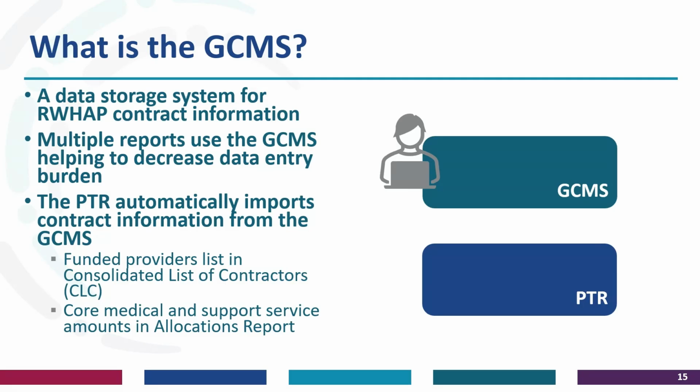So recipients enter their contracts into the GCMS with a separate contract for each agency that's funded to provide services with their award. Then the PTR is automatically going to look in the GCMS for any contracts that overlap the report's budget period and pulls them into the report. PTR specifically is going to pull over contract information to populate your list of CLC section of the PTR, as well as funding amounts for core medical and support services. That's going to populate in the allocations report section.